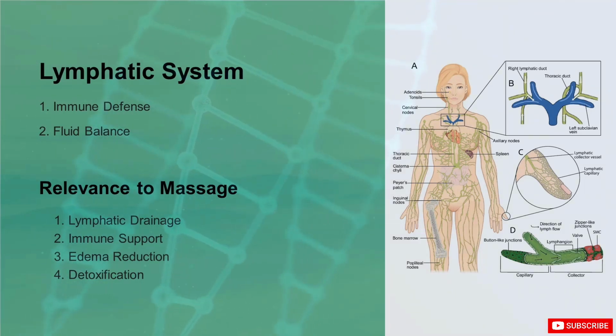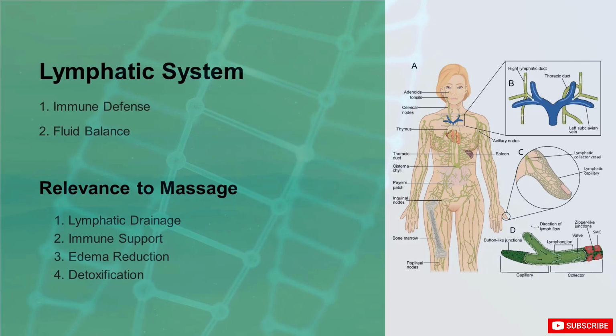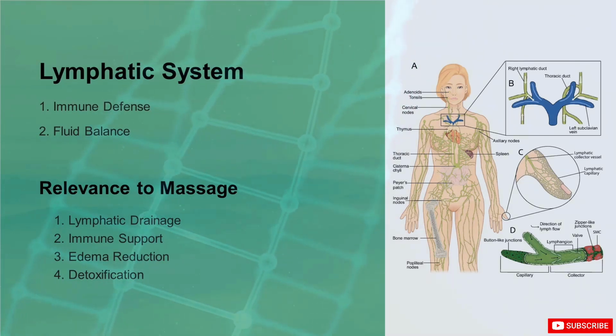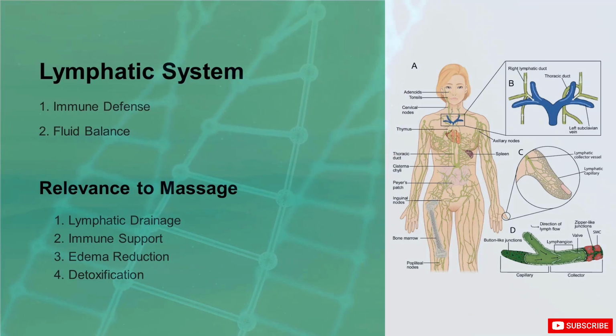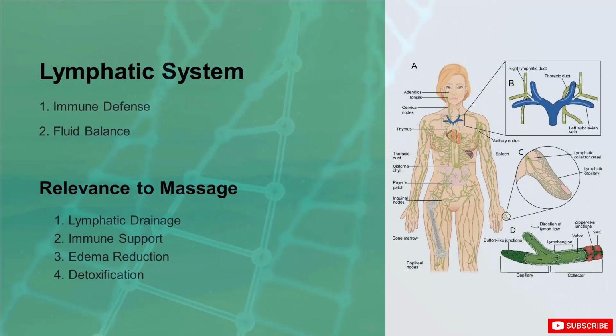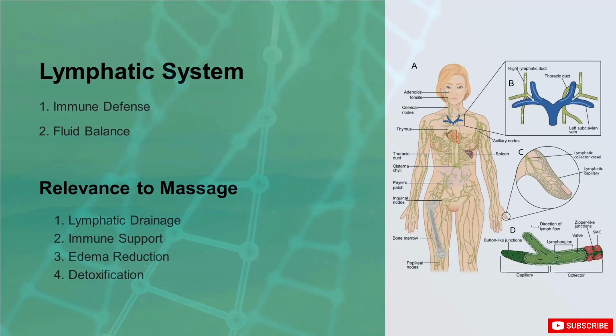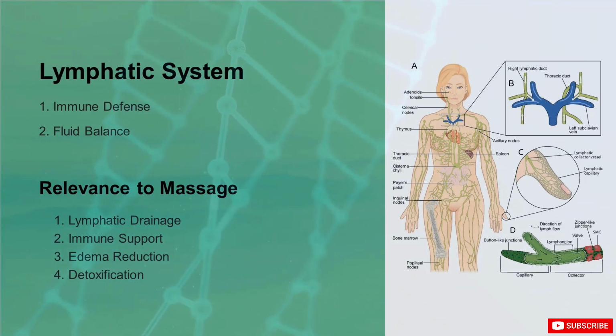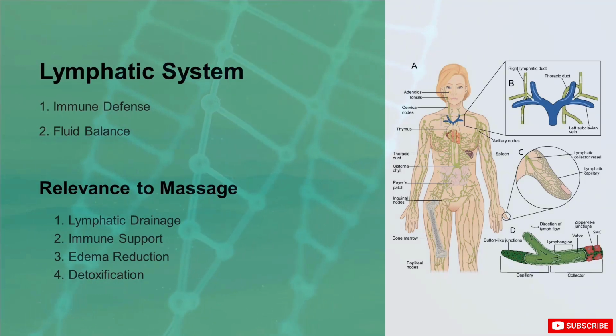1. Immune defense. Lymph nodes contain white blood cells that help identify and destroy pathogens, preventing infection and supporting the immune response. 2. Fluid balance. The lymphatic system collects excess fluid from tissues and returns it to the bloodstream, maintaining fluid balance and preventing edema, swelling.